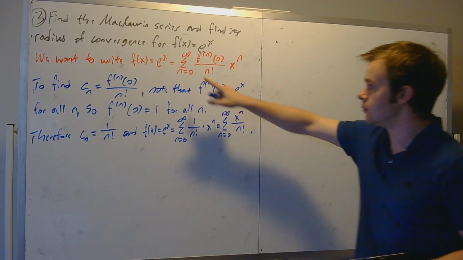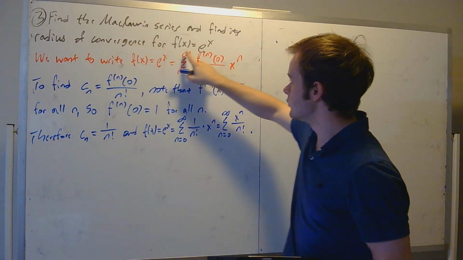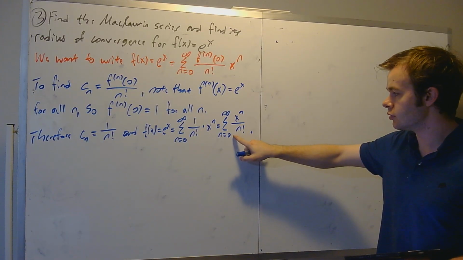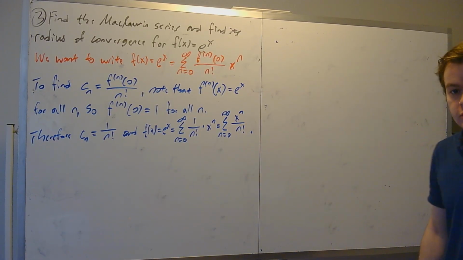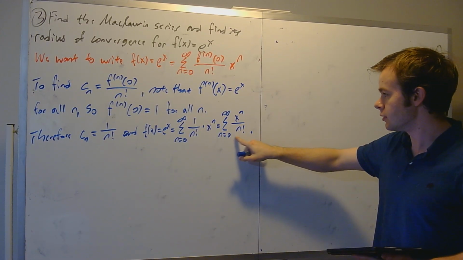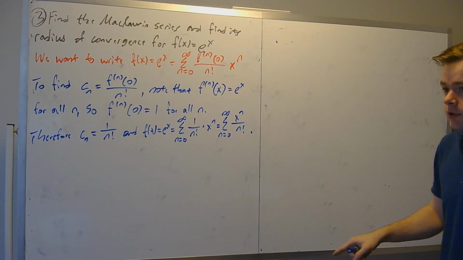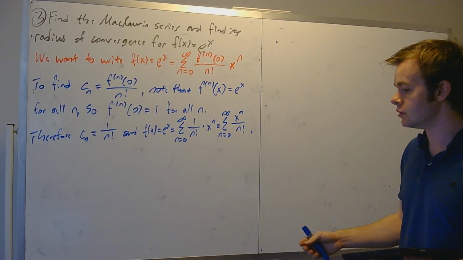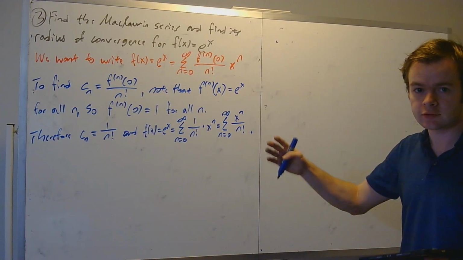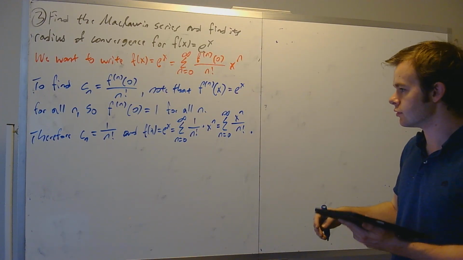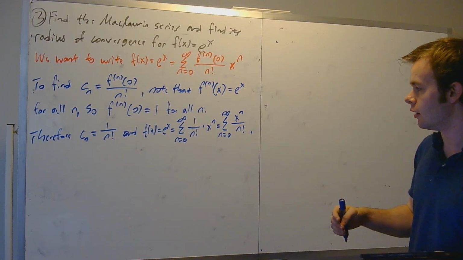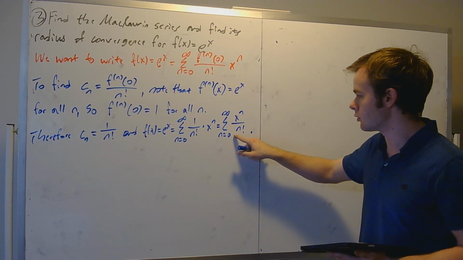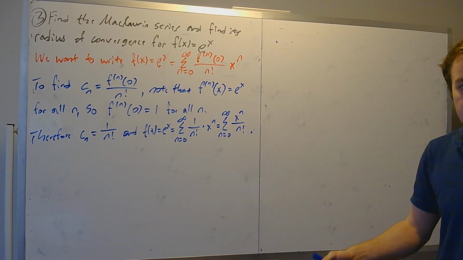Now the second part says find the radius of convergence for f of x equals e to the x. We're trying to figure out when this series is going to converge, meaning if you add up all the numbers in this series, is it going to be equal to just some number, or is it going to be something that's oscillating between two numbers, or is it going to be something that goes towards infinity, right? So we're just trying to figure out whether this is equal to some number.